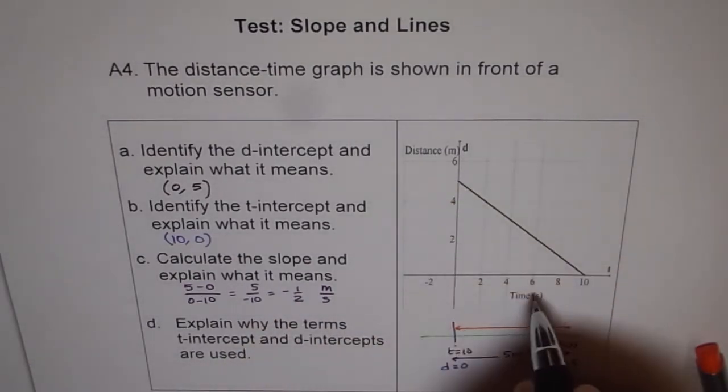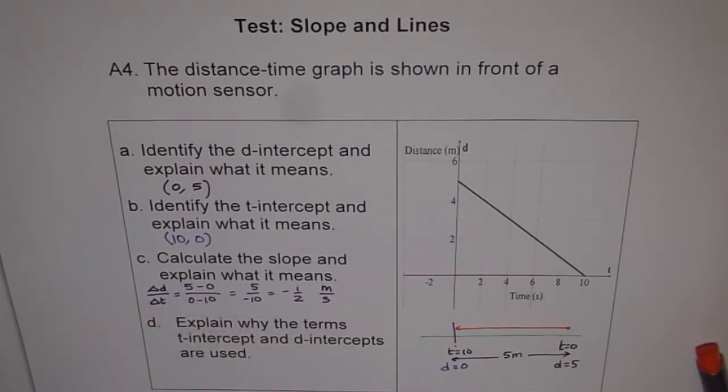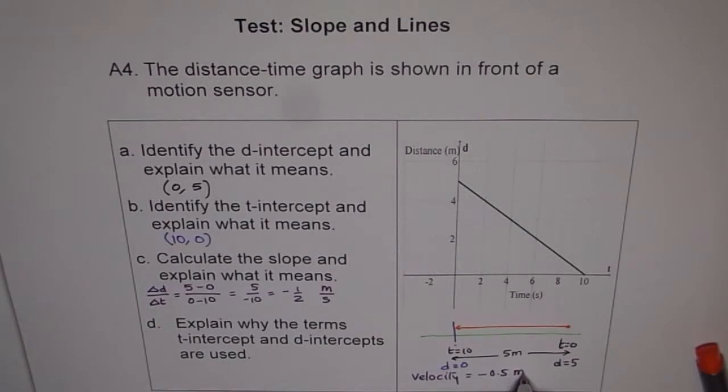And this is change in distance over change in time. So we'll write change like a delta, delta d over delta t. Right? And that gives us speed, right? The object is approaching, so we can call it velocity. Velocity is negative half, that means 0.5 meters per second. So the object is moving with a velocity of half a meter per second towards the motion sensor. It's not going away from it, it is moving towards it, and therefore we get this negative sign.